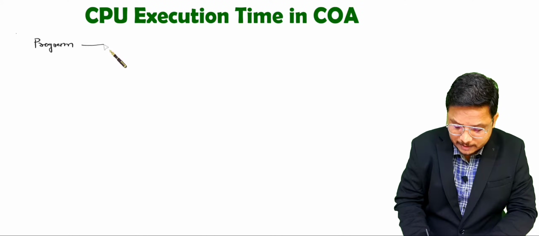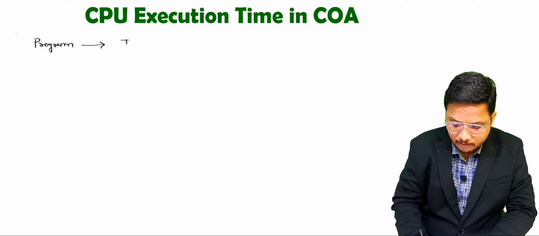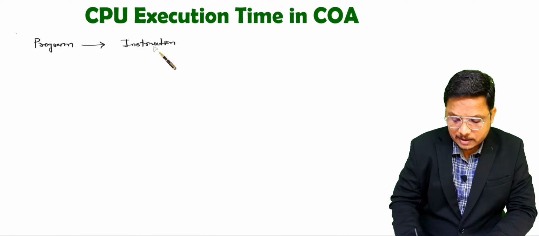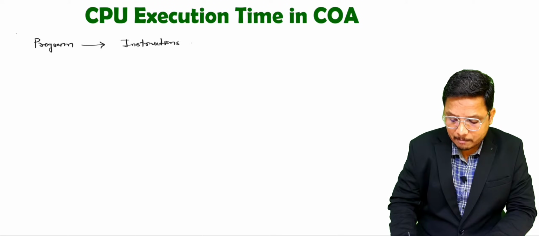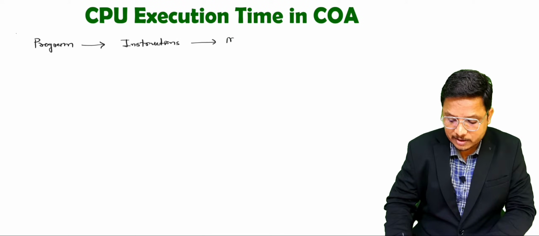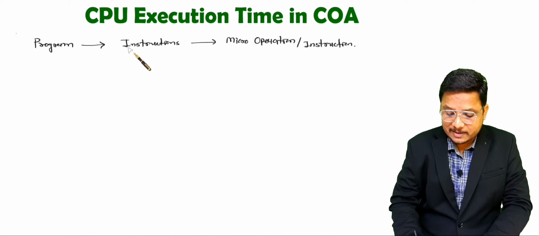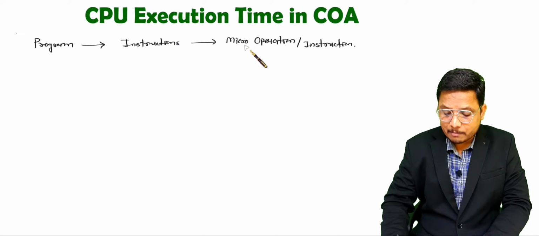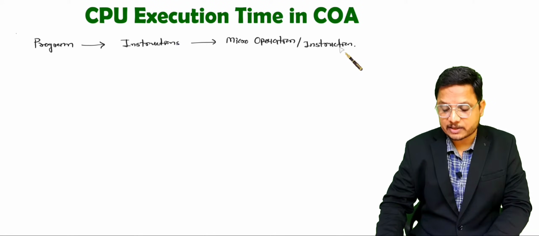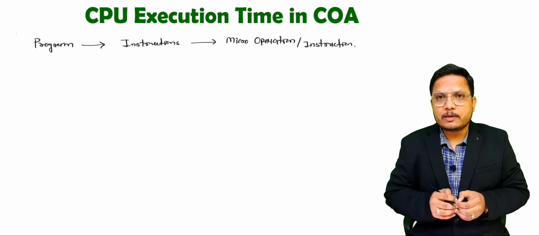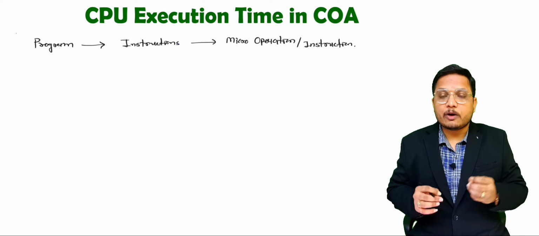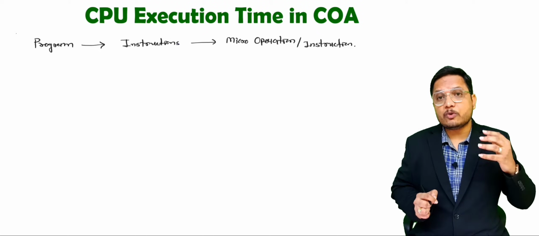So when you want to understand how a program is being executed by the CPU, my dear students, you should know a program is made up of instructions, and inside instructions you will observe there are micro operations, or you can say micro instructions. So to execute a single program, sets of instructions are executed by the CPU, and inside an instruction there are micro operations or micro instructions, right?